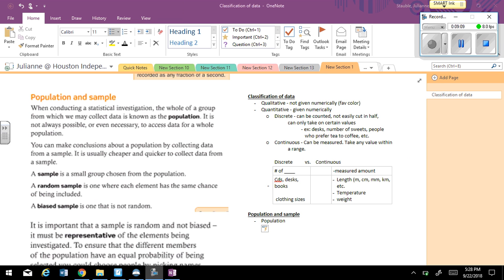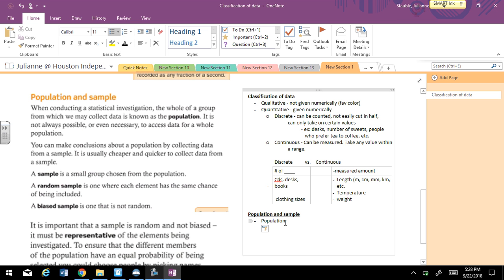Okay, so this one has a whole lot of vocabulary that we're adding on to here. So we've got population, and remember, these are terms that you're going to need to use in your IA project. So population, that's your whole group that you gather data from.